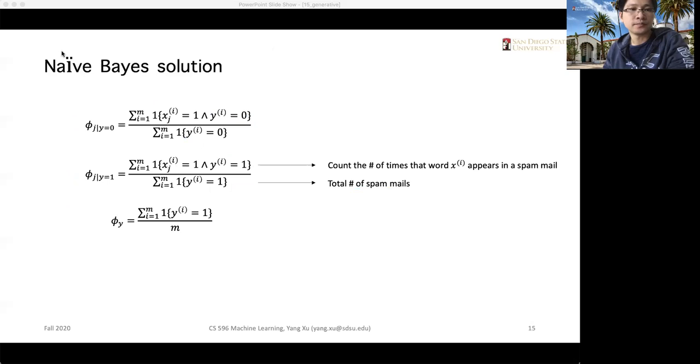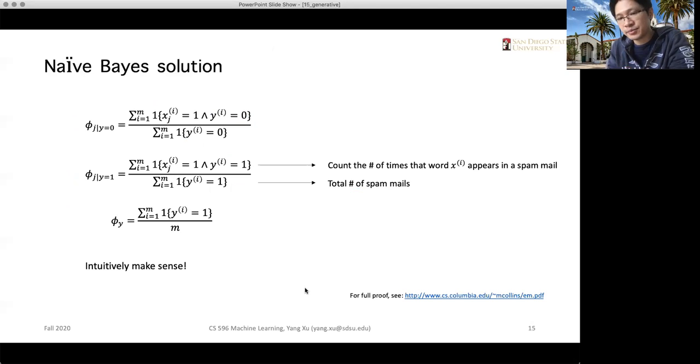The proof of this is actually not that straightforward. If you're interested, you can refer to this link to see the complete solution.